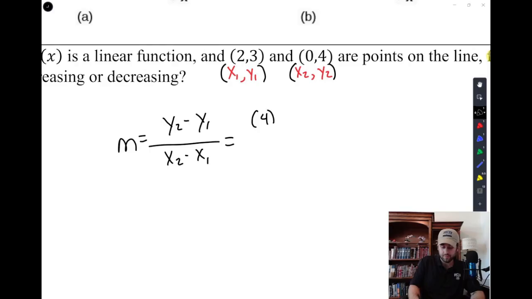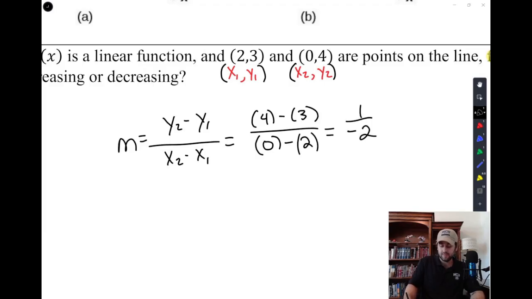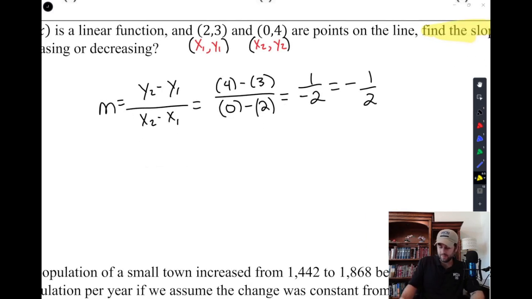So we get 4 minus 3 over 0 minus 2, which is 1 over negative 2, which is just negative 1/2. So your m equals negative 1/2.